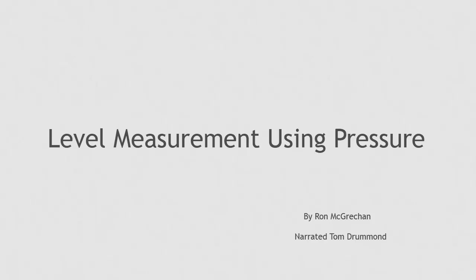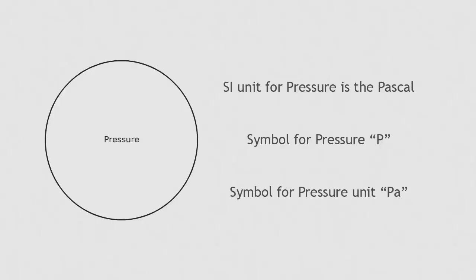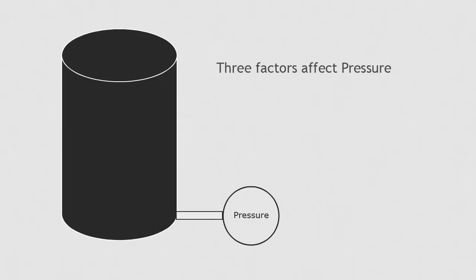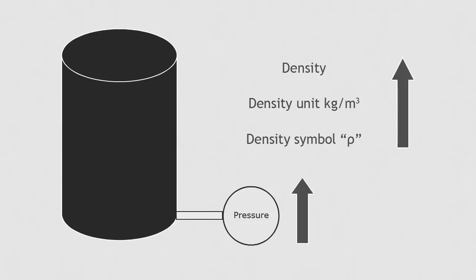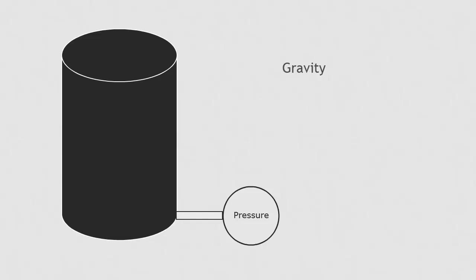Level measurement using pressure. Pressure is measured in pascals. If a container is filled with liquid, the pressure at the bottom of the container is dependent upon three factors. The density of the liquid, measured in kilograms per cubic meter. The symbol for density is the Greek letter rho. The higher the density, the greater the pressure.